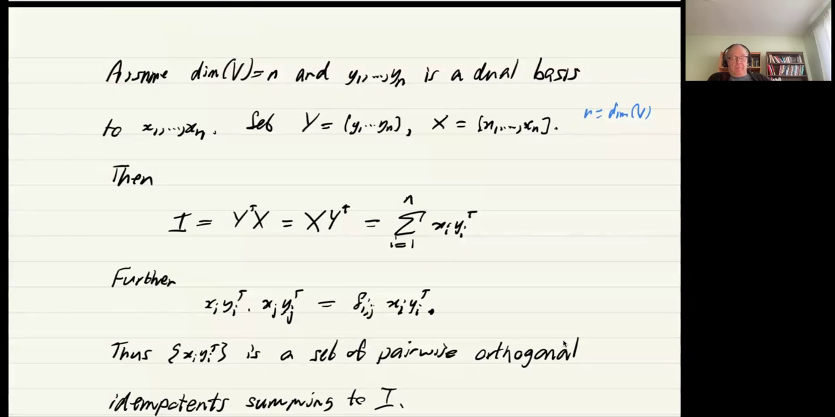Okay. Now it's very easy to check in this case that for the product of two of these, you get yi transpose times xj, that's delta ij. So the rank 1 matrices xi yi transpose are a set of pairwise orthogonal idempotents summing to the identity. So we're trying very hard to be a quantum permutation. The only problem is that the entries are not required to be projections, they're only required to be idempotents, but they sum to the identity, they're pairwise orthogonal.